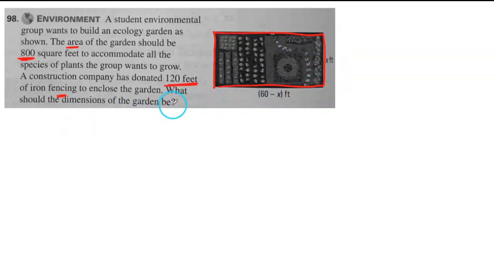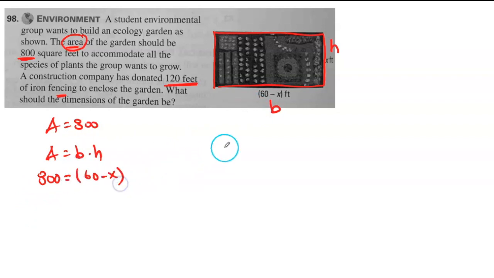Right, what's the given information? Area, 800. This is a rectangle. How do I find the area of the rectangle? Base times height. So area is base times height. Area 800, base 60 minus x, times my height, which is x. Same as the other ones. All right, we get the idea. Is the area, we apply the formula and we replace.